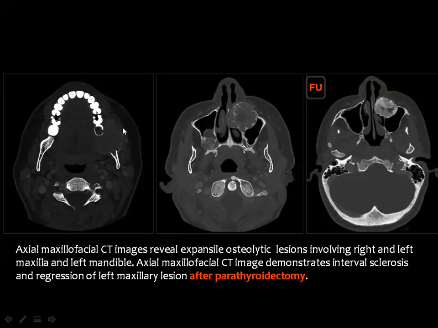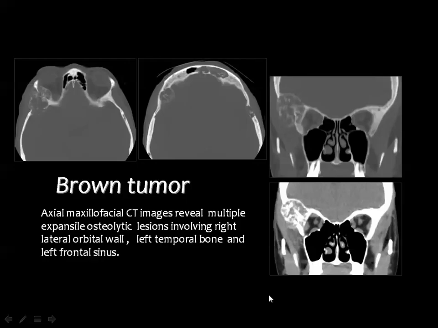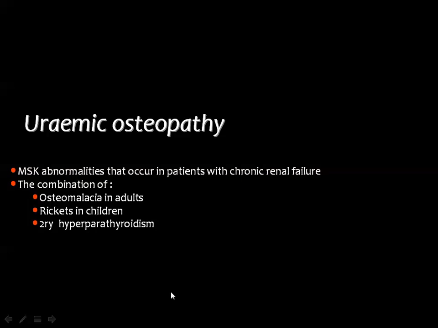And here you see an expanding lesion in the ramus of the mandible, another lesion in the right maxillary antrum, a third one in the left antrum, and this is the follow-up image after treatment, after parathyroidectomy, with regression of the lesion and the development of internal calcification. And here, multiple brown tumors in the facial bones. This is one, two, three, four lesions in the facial bones in a patient with hyperparathyroidism.